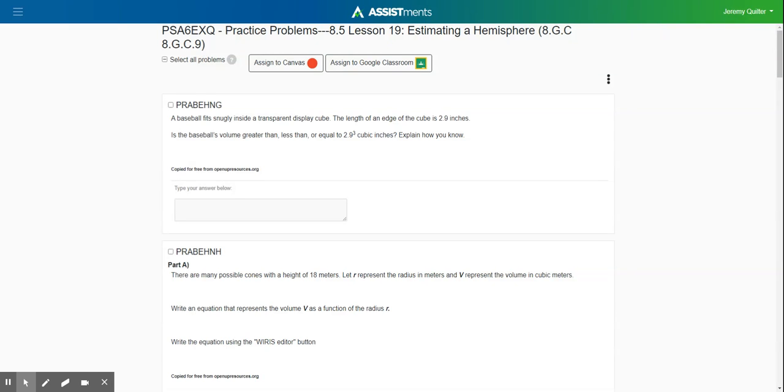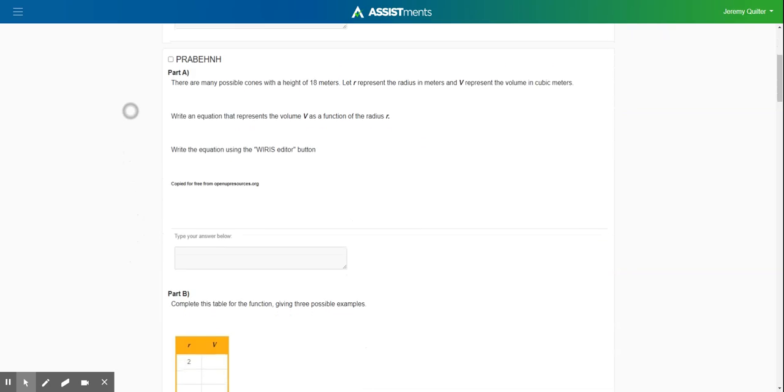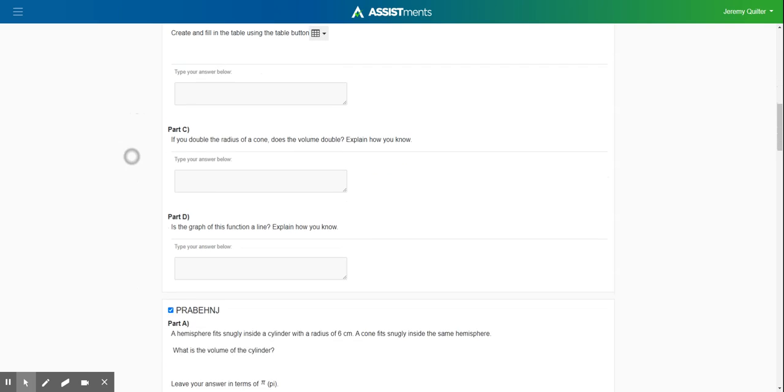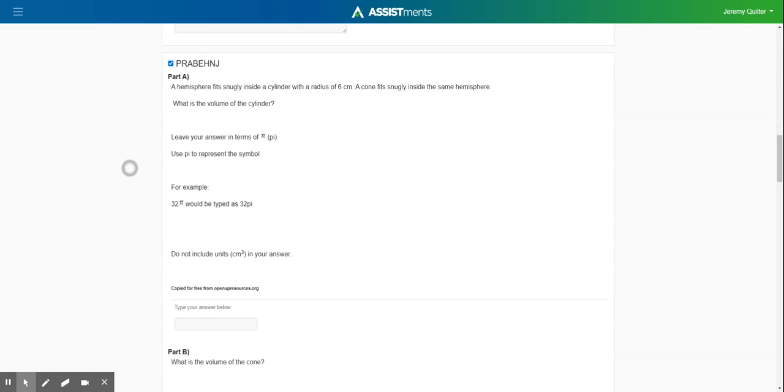A little homework help for Unit 5, Lesson 19, talking about spheres today. Skip over the first couple of equations. We're going to get to these questions.